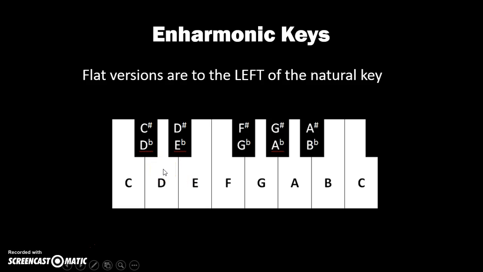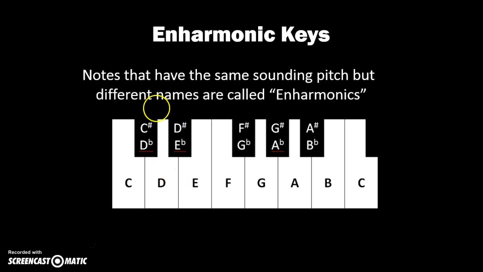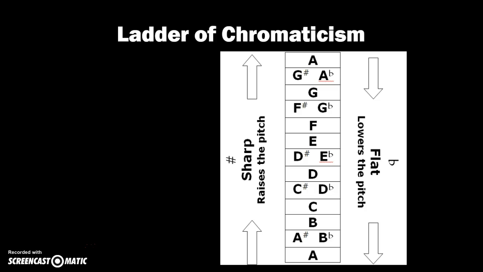Okay, so we've got these keys that have the same sounding pitch. For instance, C sharp and D flat. They sound identical to our ears, but we can see them in different ways and write them in different ways when we're doing that in music. And enharmonic, or the same sound, same harmony, is what we call those.